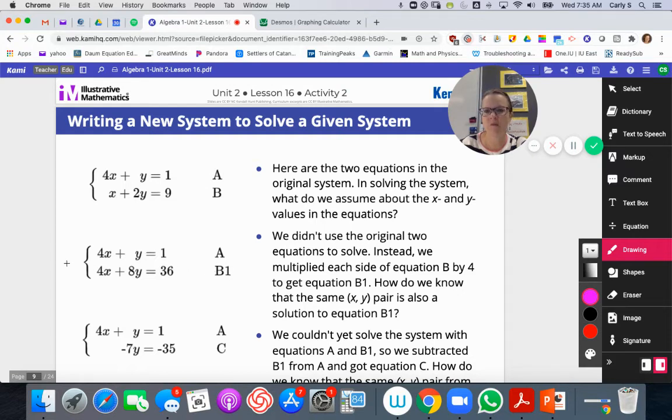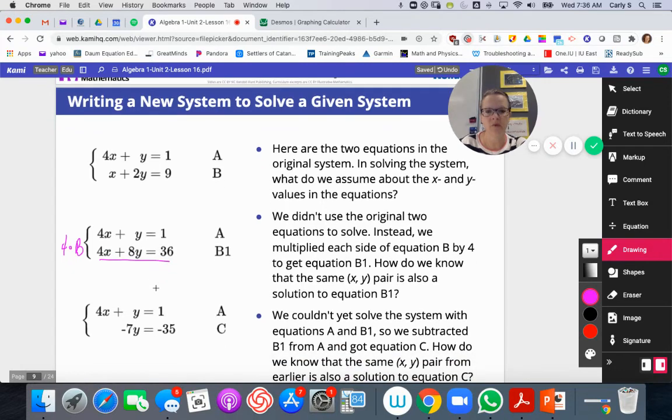So equation B1 is really 4 times equation B. We didn't use the original 2 equations to solve. Instead, we multiplied each side of equation B by 4 to get equation B1. How do you know the same xy pair is also a solution to equation B1? We can test it. 4 times -1 plus 8 times 5 equals, that gives me -4 plus 40, is 36. Okay, so it is a solution because 36 equals 36.